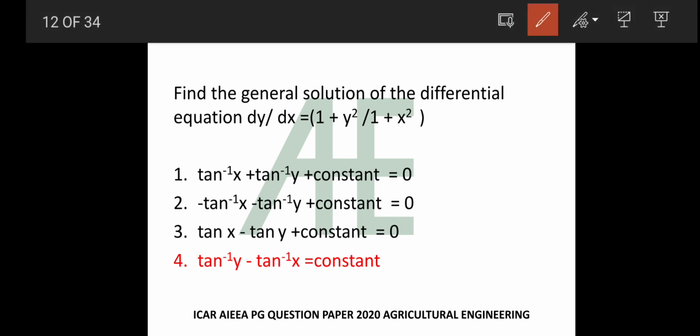To solve this, first we need to shift the 1 plus y square to this side and dx to this side. So we will get dy by (1 plus y square) is equal to 1 divided by (1 plus x square) into dx. After solving we get tan inverse y is equal to tan inverse x plus constant. So by shifting tan inverse x to the left hand side, we will get tan inverse y minus tan inverse x is equal to constant.